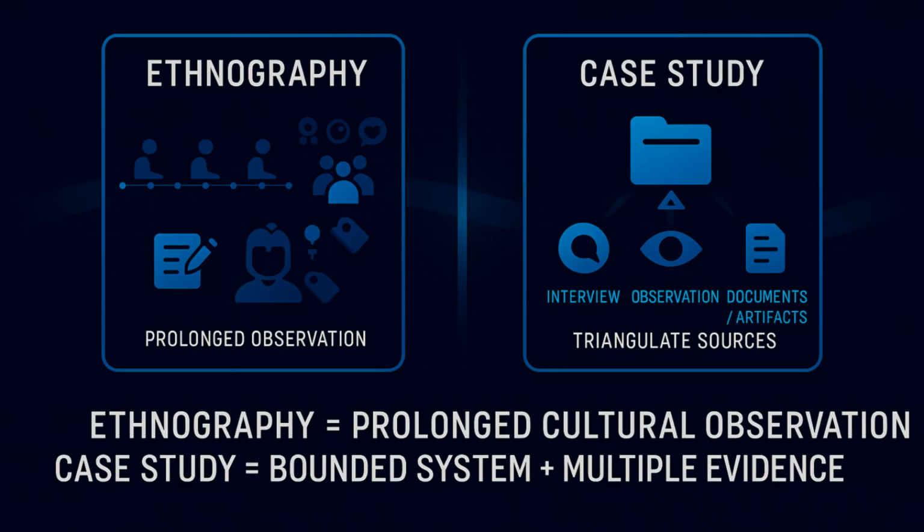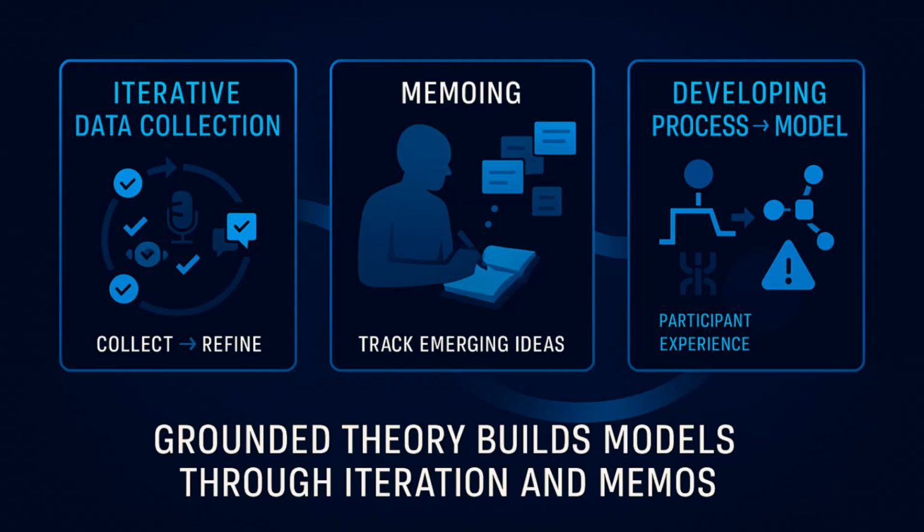Ethnography relies on prolonged engagement, observation, field notes, and cultural artifacts that reveal group norms and shared meaning. Case study focuses on a bounded system and typically relies on triangulation through multiple sources, commonly interviews, observations, and documents or artifacts. Grounded theory relies on iterative data collection and memoing because the goal is to capture a developing process and build an explanatory model rooted in participant experience.